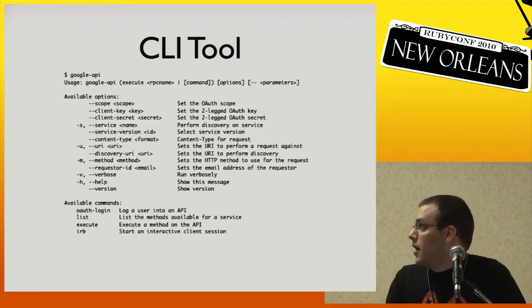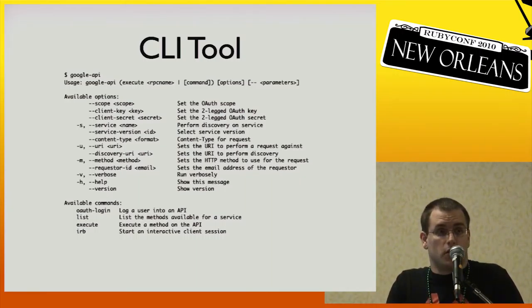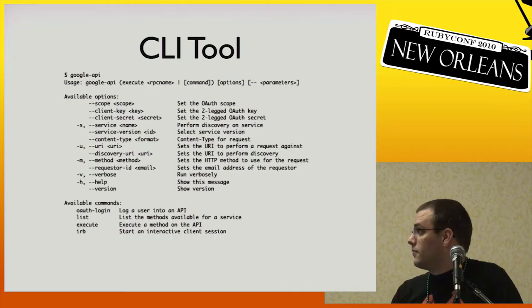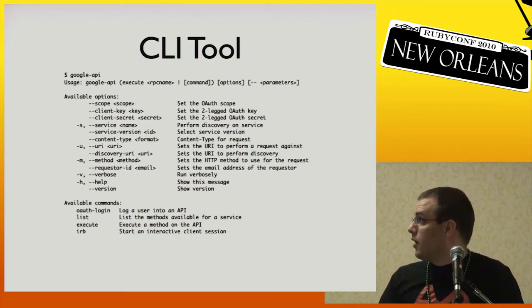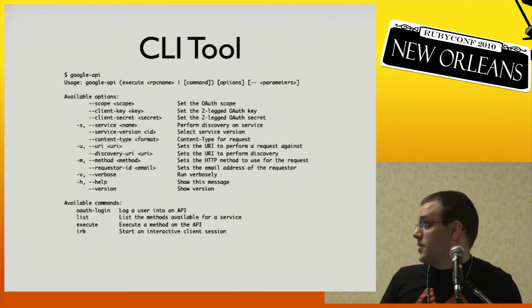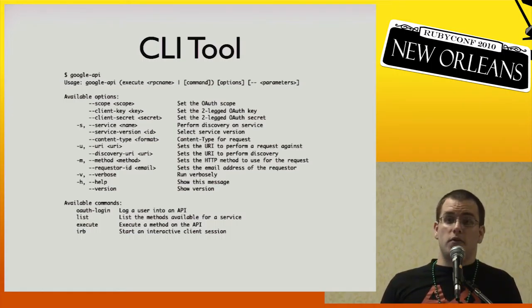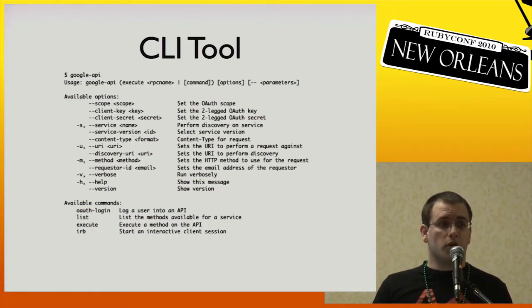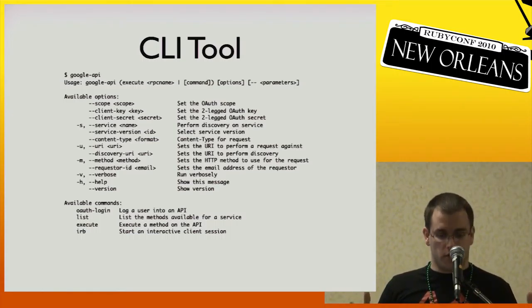The Google API command line tool is actually really cool too. This is the help screen for it. It's got a lot of capabilities. It can do some really neat things when you're debugging an API, or when you're just getting started and want to try out some cool new stuff.